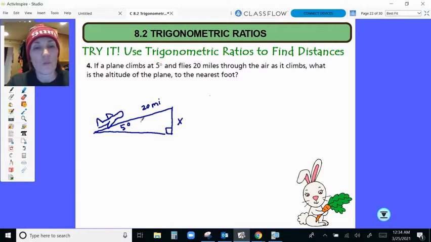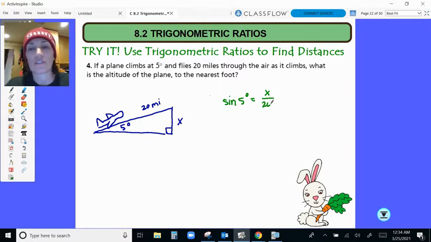And so we know the hypotenuse here. We know the opposite side of our angle. So that is my sine function, and we're going to use our sine function. We don't have a missing angle, we have a missing side. So we're going to use sine, not inverse sine. So sine of 5 degrees equals my opposite over 20 miles. Then I can just multiply by 20 on both sides here.